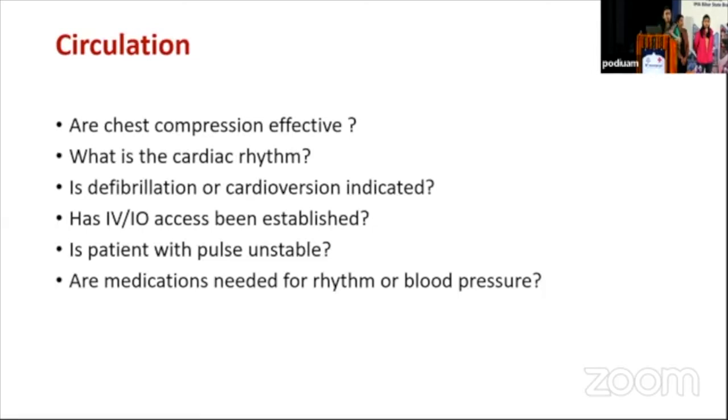We have to put in an IV line. We have to see what type of rhythm the patient has. If it is a conscious patient, whether it is a tachyarrhythmia or bradyarrhythmia, we have to recognize the rhythm and manage accordingly. And we have to give those medications which would convert the rhythm to a sinus rhythm, right? So we have to manage the circulation accordingly.